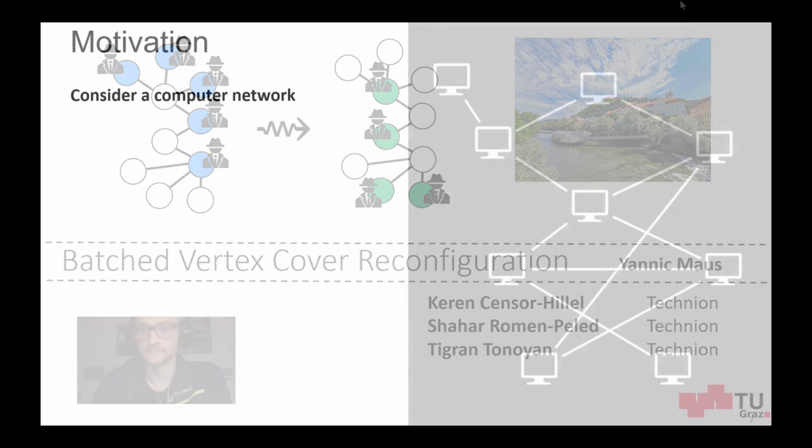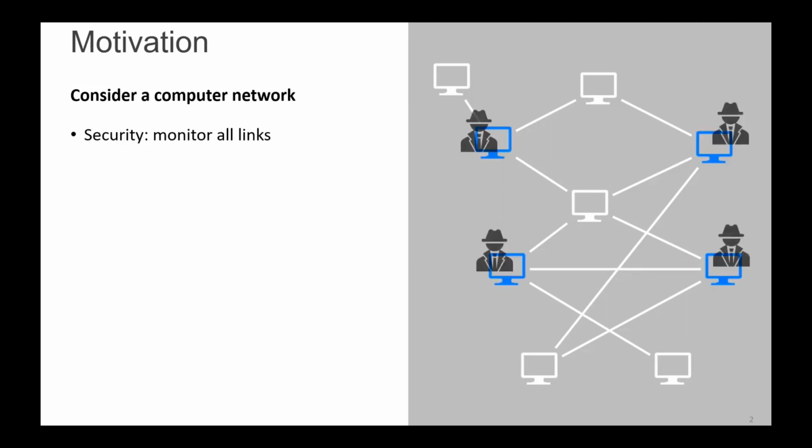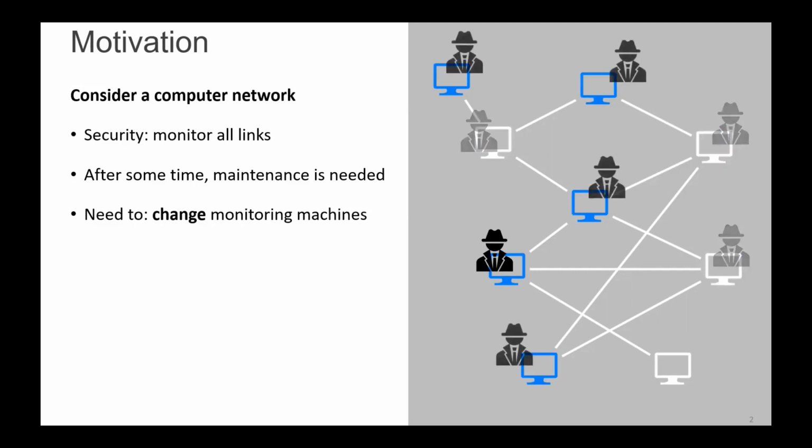So let's start with some motivation and some gentle introduction into the topic. So consider a computer network, and what you want to do here for security reasons is, for example, monitor all links. So you place some agents in some of the vertices, some of the computers, such that every adjacent link is monitored. But now after some time, maintenance is needed. So what you will want to do is change the monitoring machines here and select different ones.